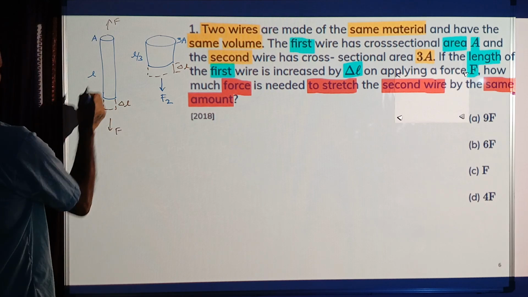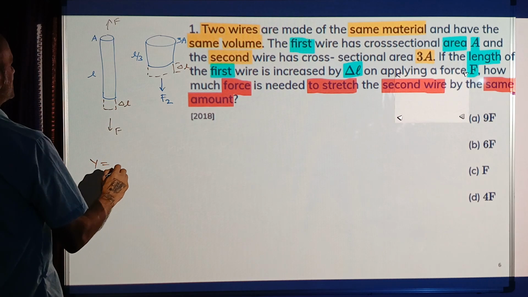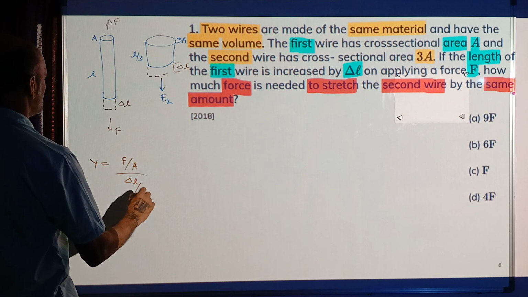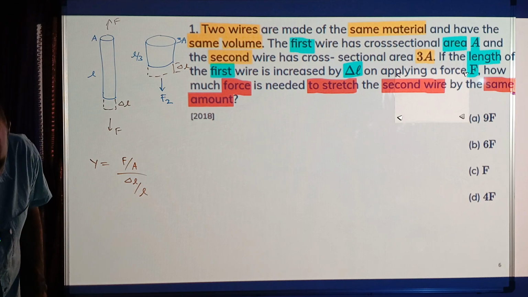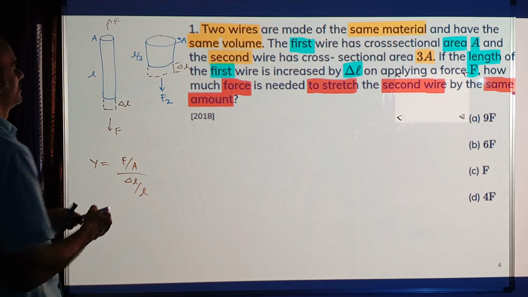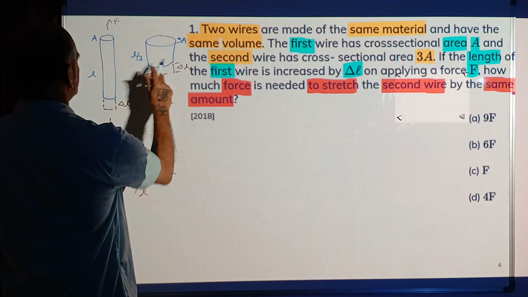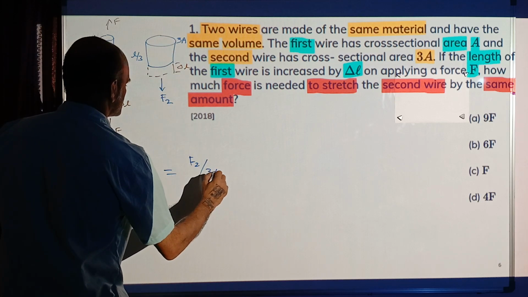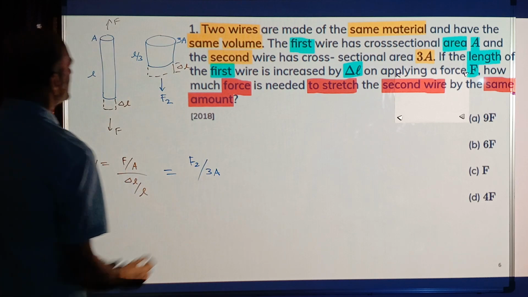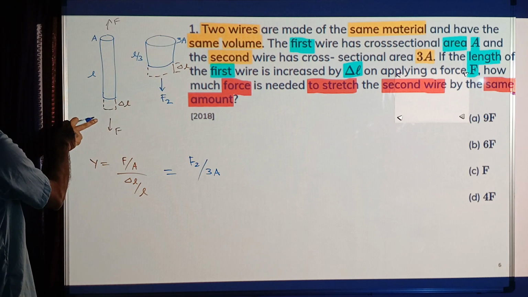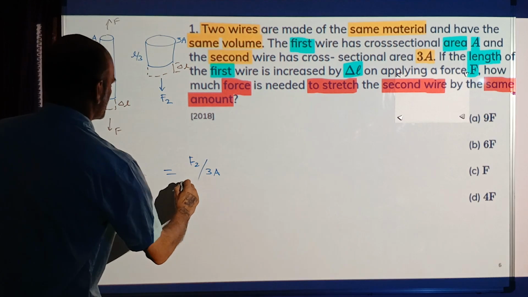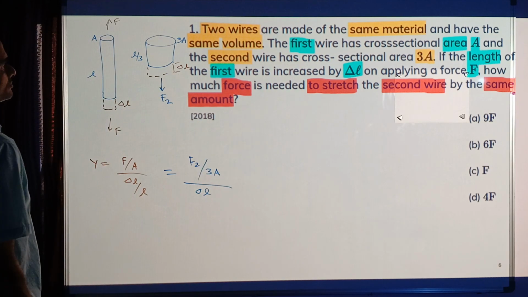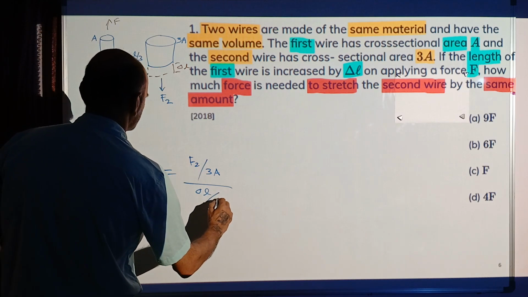Same material, so Young's modulus of the first one, stress by strain, is delta L by L, and Young's modulus from the second wire, both should be equal. Here the stress is F2, area is 3A. Stress is force per unit area, so it's force by area. So here it is F2 by 3A. Here in the first one it is F by A. And the strain here is delta L, that is the condition given in the question, by the original length, which is L by 3.